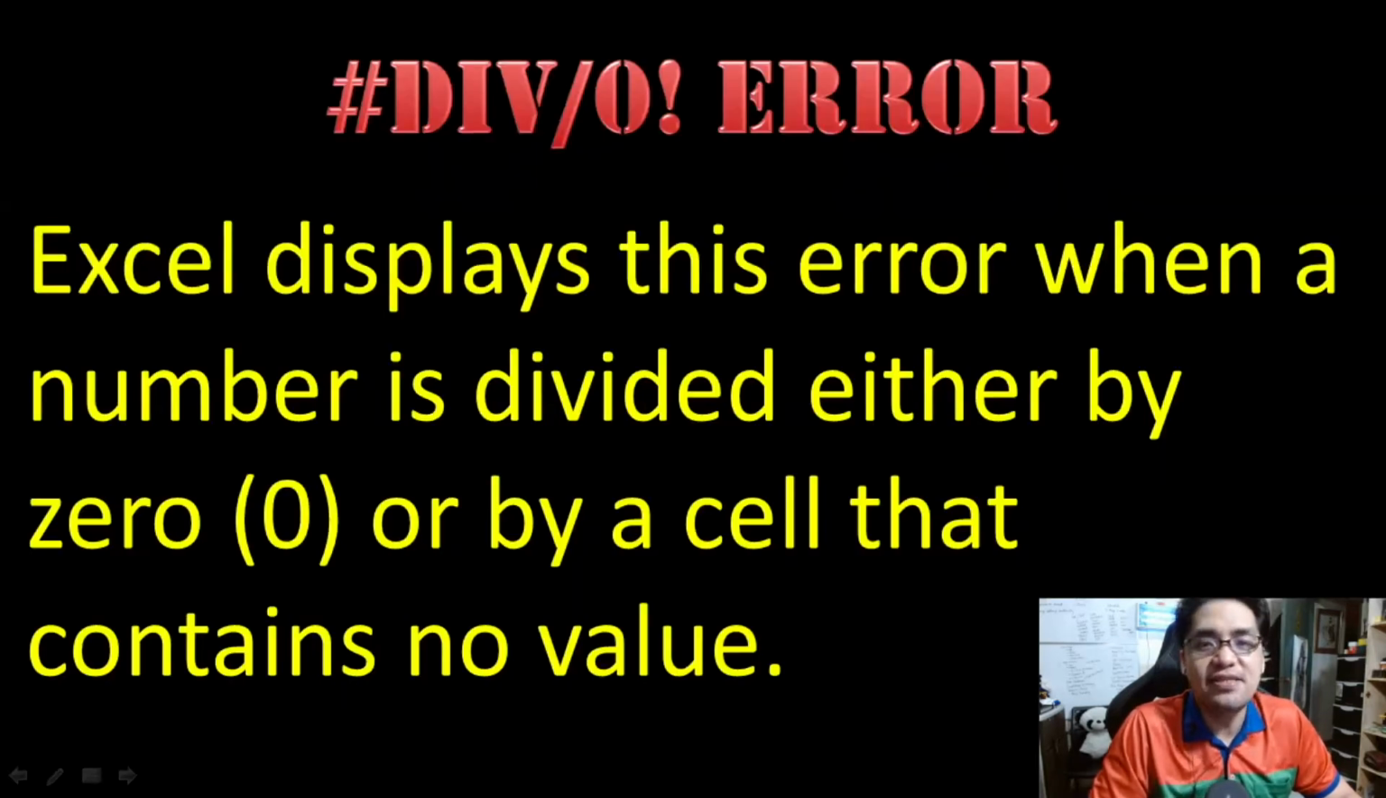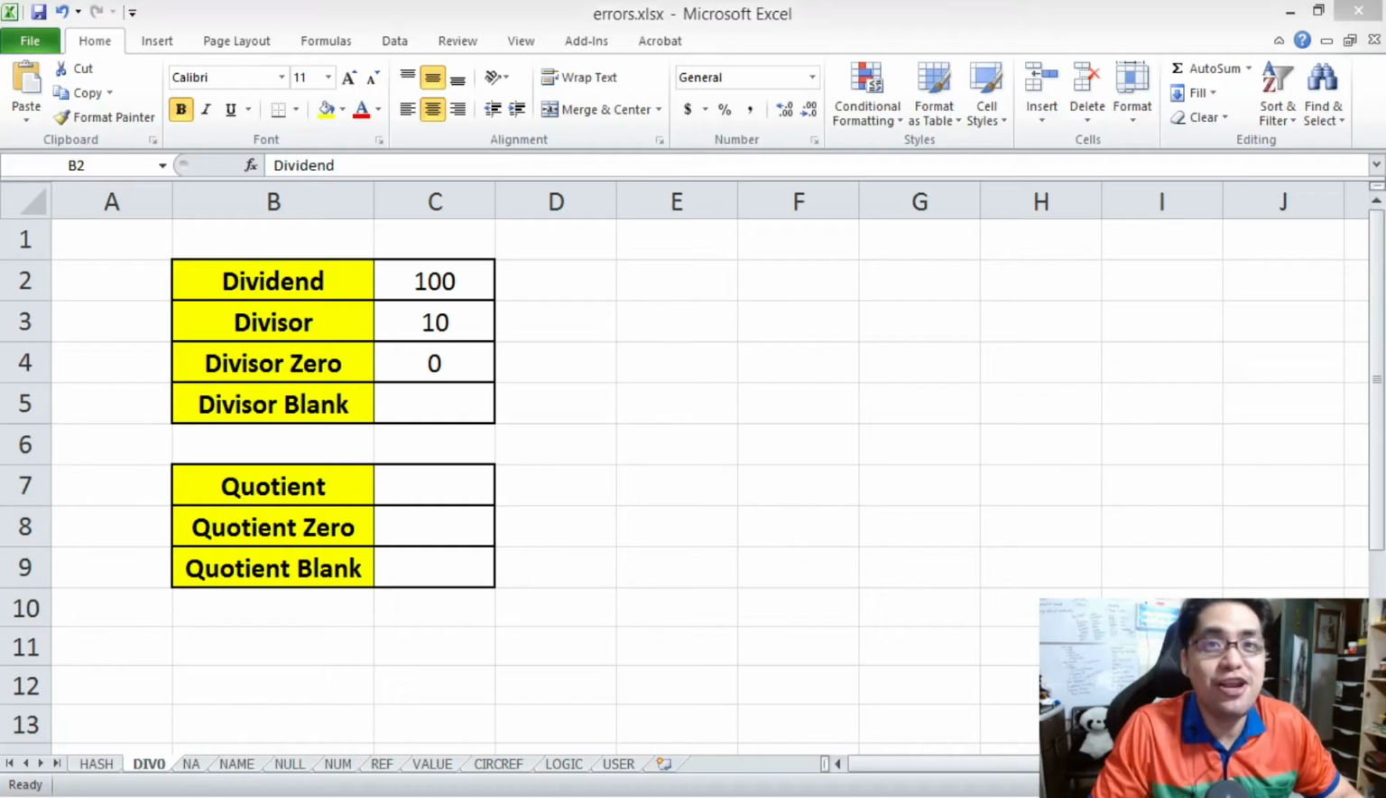Next, the divide by 0 error. Excel displays this error when a number is divided either by 0 or by a cell that contains no value. For higher levels of mathematics, actually humanity has made strides on trying to figure out what happens exactly when we divide by 0. Unfortunately, we have not yet figured out how to do this with computing. So computers generally still cannot divide by 0, and of course that includes Microsoft Excel.